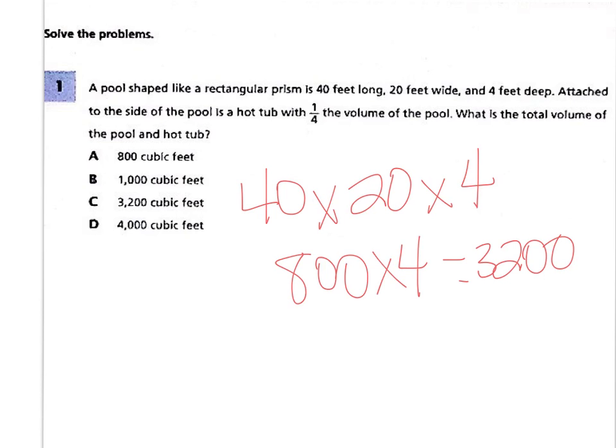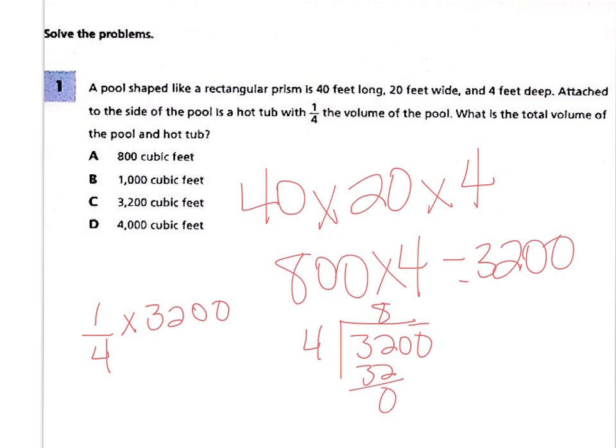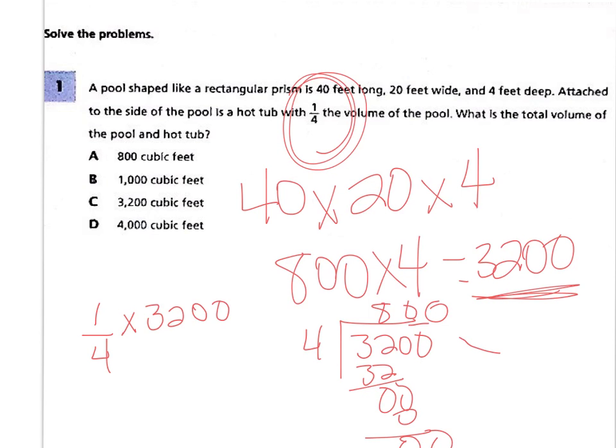cubic feet. They've attached to the side of the pool a hot tub with 1/4 the volume of the pool. Okay, so 1/4 of something tells you it's 1/4 times something. Okay, so another easy way to do that is to find 1/4 of 3,200. You just divide it by 4. 4 goes into 32 8 times. And your answer is 800. So 1/4 of 3200 is 800.